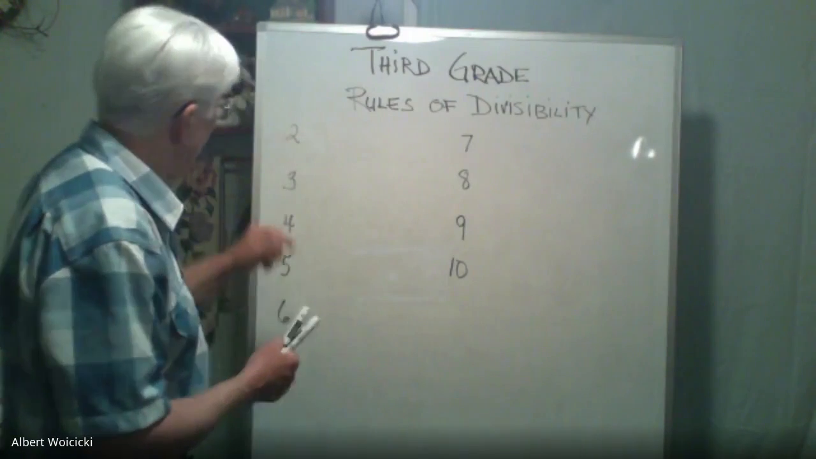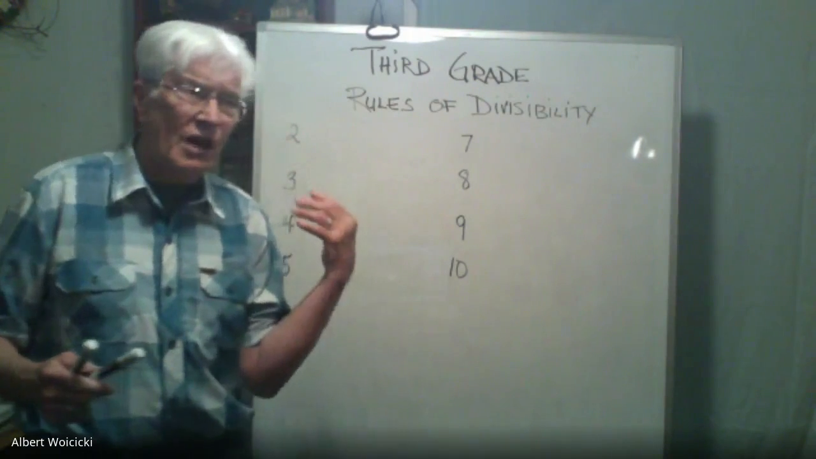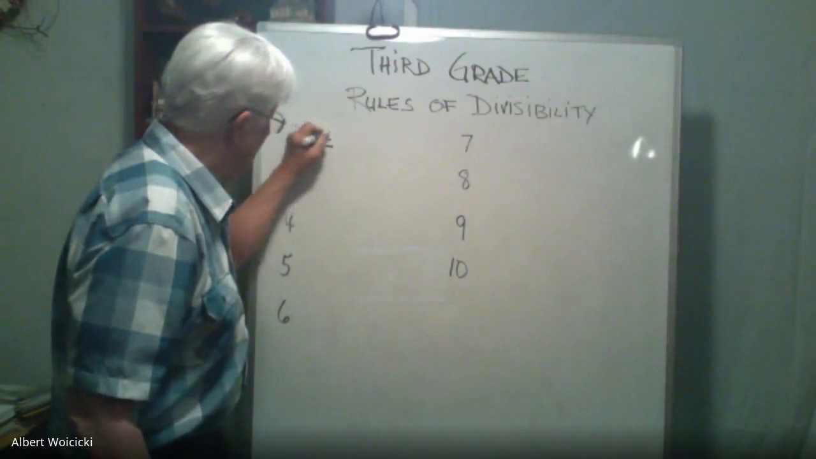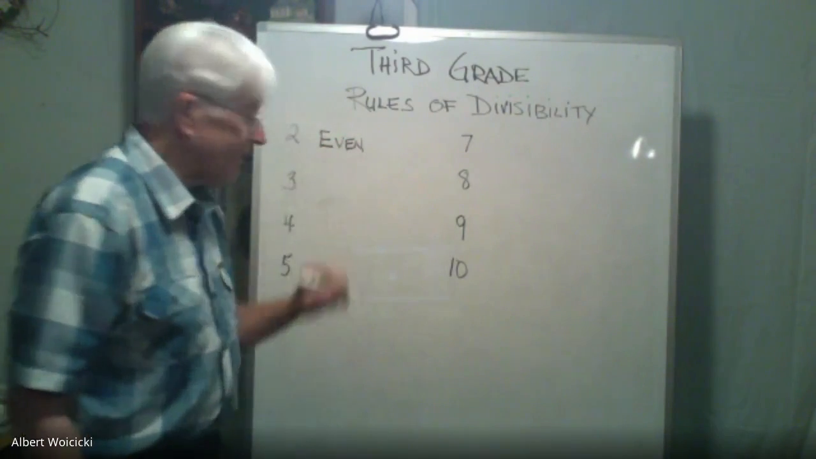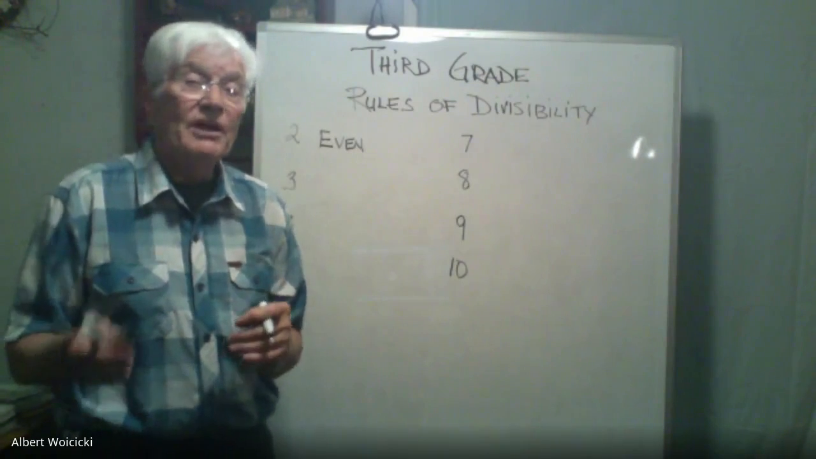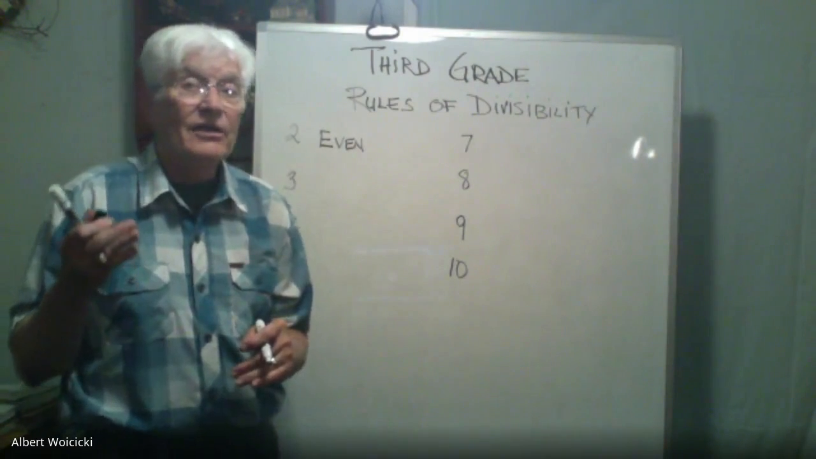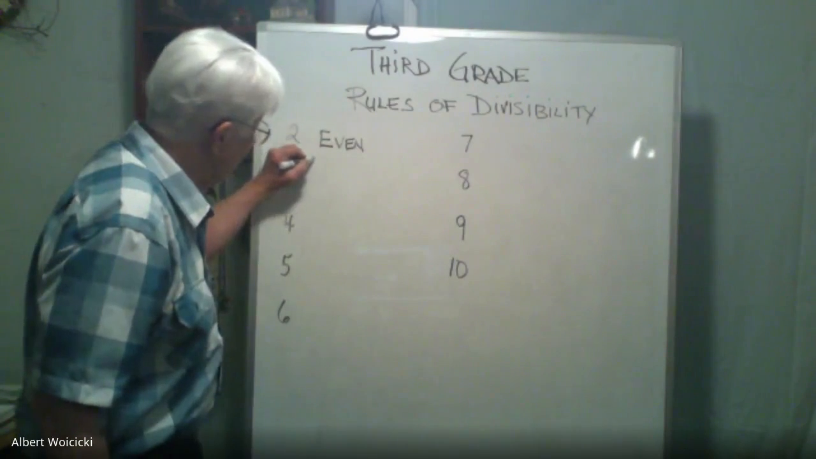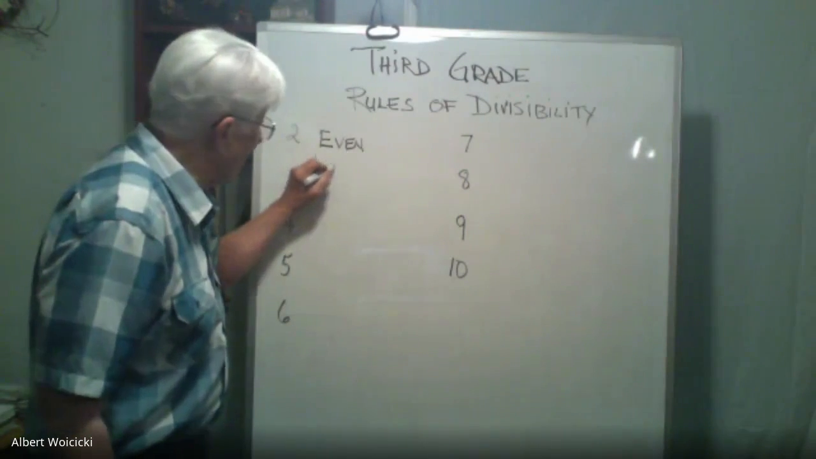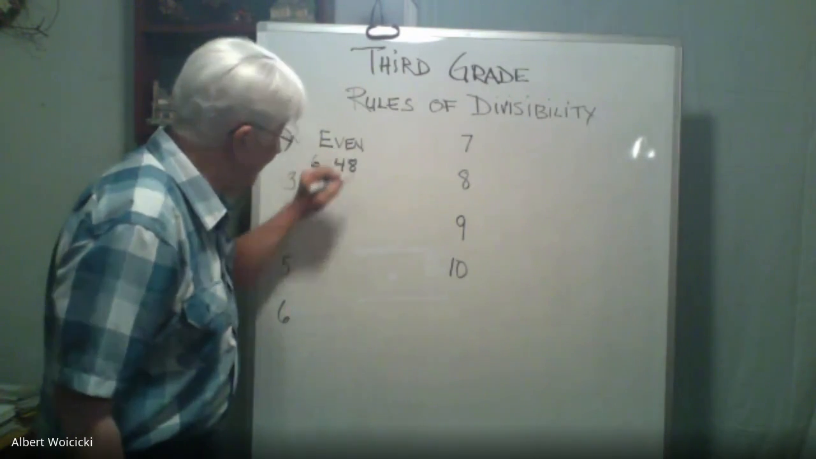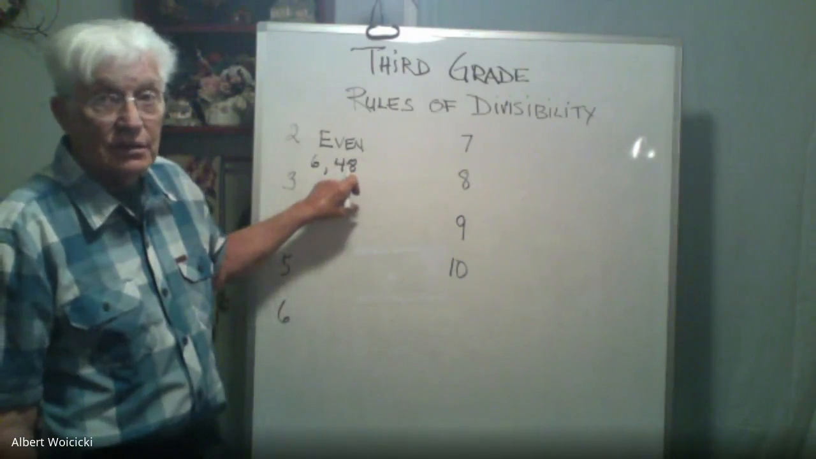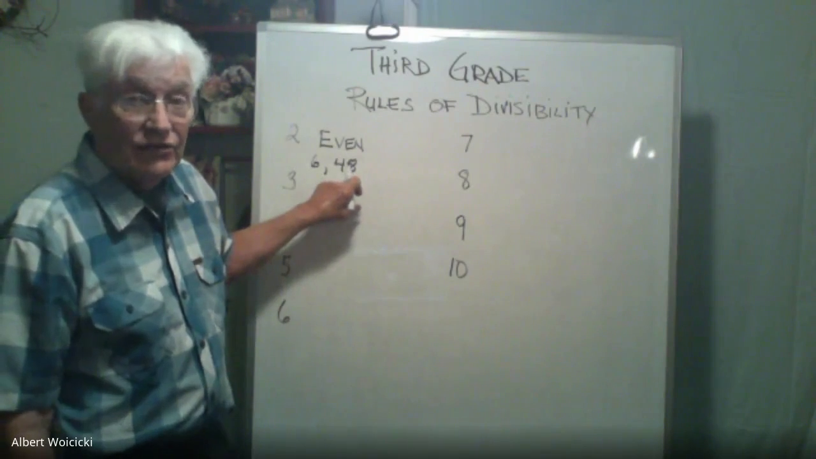Number 2. What makes a number divisible by 2? Well, it's even. So it's an even number. Everybody knows that. You can divide 4 by 2. You can divide 26 by 2 because the last digit is even. So the number 6 is divisible by 2 because it's an even number. The number 48 is divisible by 2 because the 8, the last digit of the number, is an even number.